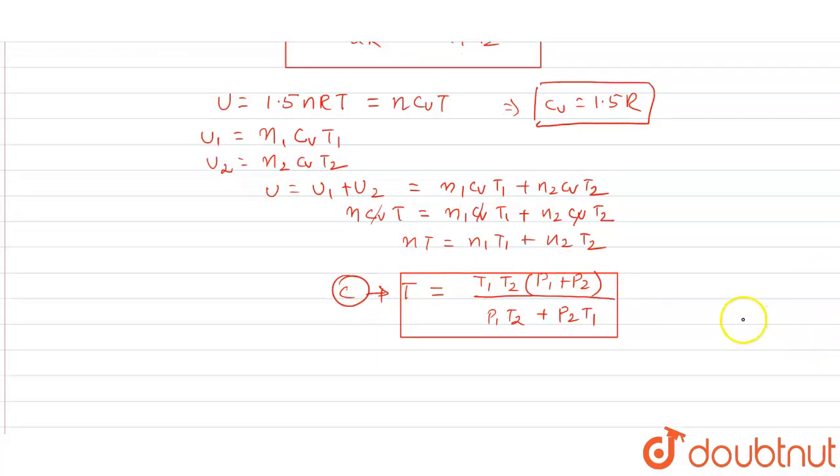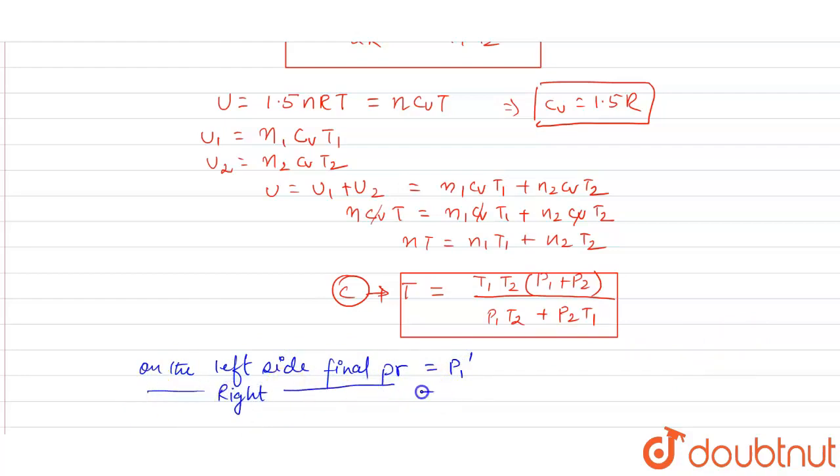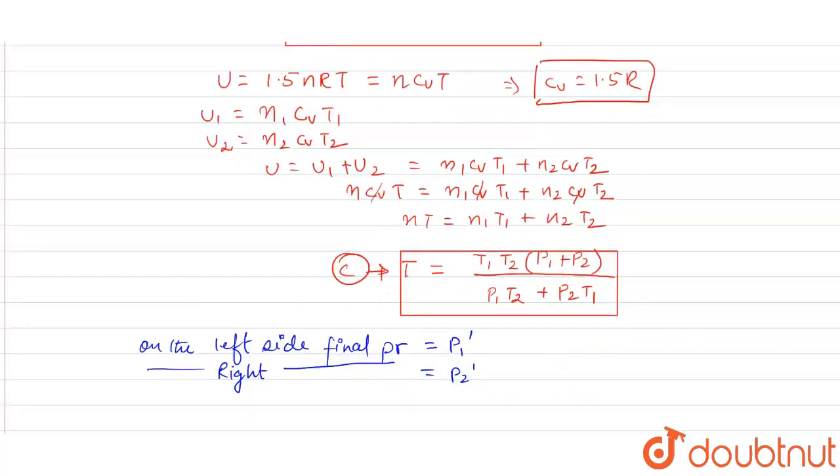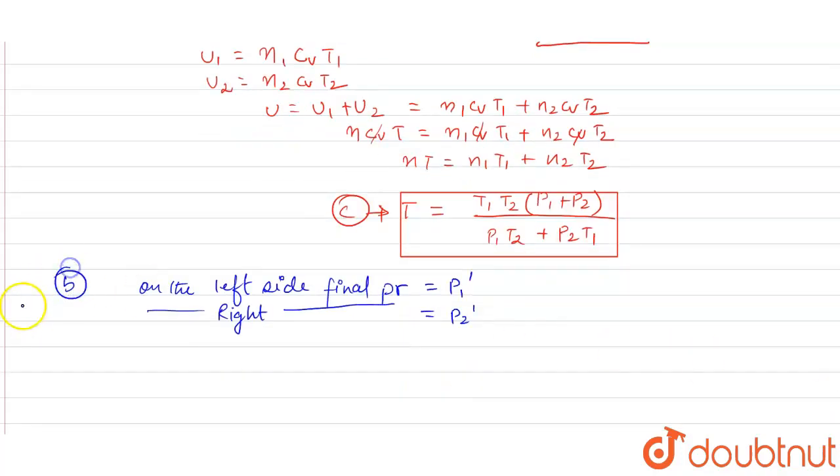Now we have to calculate the final pressure on the left and the right side, correct? Now let us suppose that the final pressure on the left side is represented as P1 dash, and on the right side the final pressure is represented as P2 dash, correct? This one is for the second part, that is the B part.